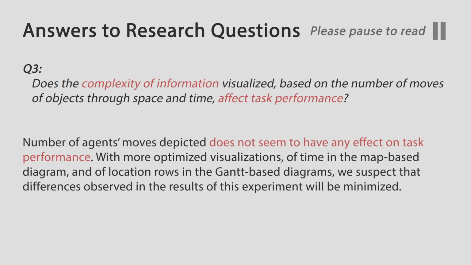Complexity shows some small differences in effects on task performance. These might disappear when the map-based design gets a more optimized representation of time and the Gantt-based one gets a clearer demarcation for each location row.